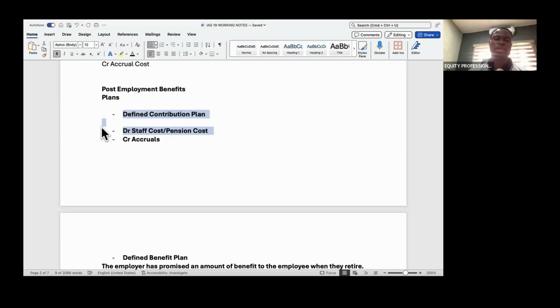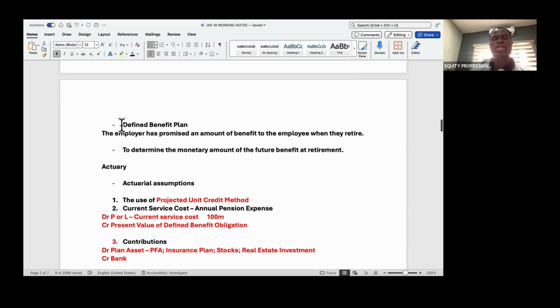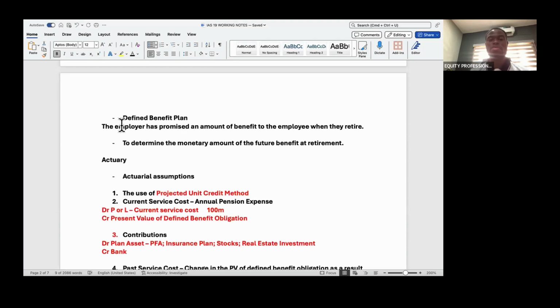Then we went on to defined benefit plan. For this one, I told you that the employer has promised an amount of benefit to the employee when they retire. And that's why they call it defined benefits. The benefit has been defined. In such cases, accounting for this one is much more difficult because the obligation the employer has is towards the benefits that will be paid in the future. Unlike defined contribution plan, where the obligation the employer has is just towards the contribution. So it's very straightforward to account for that.